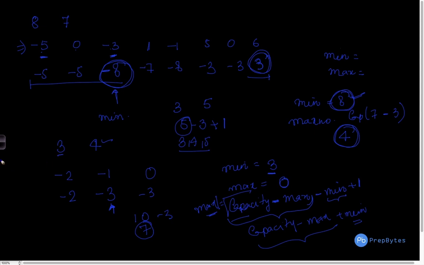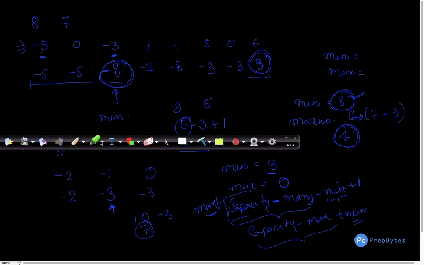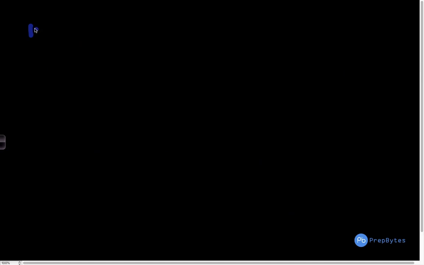Now let me write down what I said step by step. So what is going to be the pseudocode? First, we will have a variable min and max.